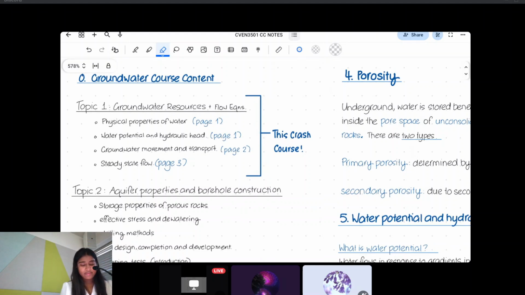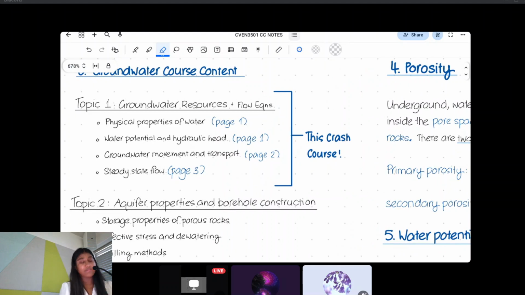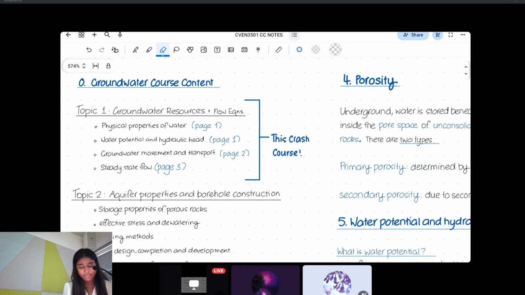With the groundwater course content, there are 3 topics. The one that I'm going to cover is the first one, the groundwater resources and flow equations topic. It's the most important for this entire section of the course because it contains all of the fundamentals: the physical properties of water, water potential and hydraulic head, groundwater movement and transport, and also steady state flow. Those are all really important concepts to know in groundwater resource engineering, so I'm going to cover all of those today.